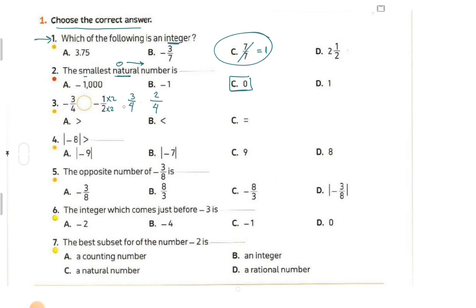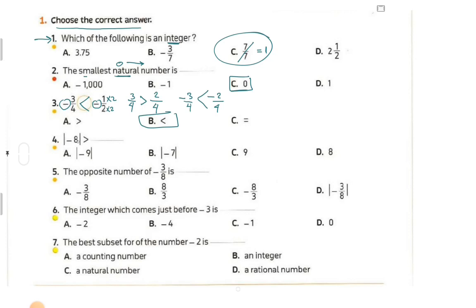If it's positive, this will be the sign. But here we have negative and negative. So negative 3 over 4 and negative 2 over 4. Which one is the greater? Negative 2 over 4, negative half. Choose B.